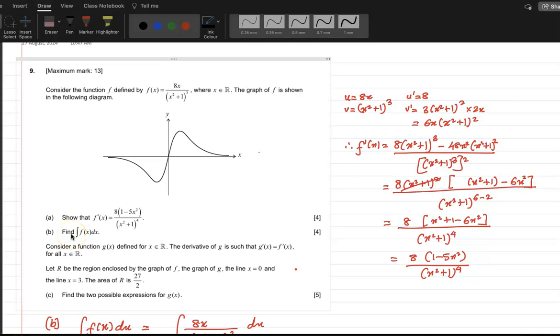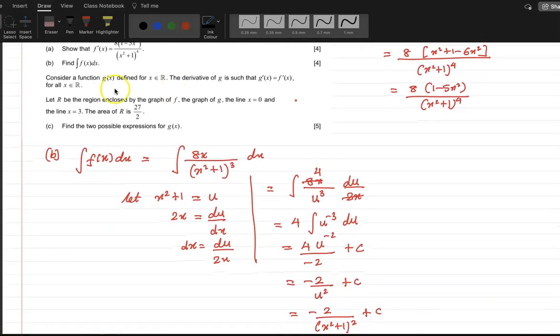The next part is asking you to find the integral of this function. So you integrate this function. So this is the integral of f(x). My f(x) is 8x upon (x² + 1) the whole cubed. So obviously you have to do integration by substitution in this case. Now how do you know you have to do integration by substitution? Whenever you have a product or division of two different functions, we should do integration by substitution. So in this case, you substitute for the inside of the denominator. So you substitute x² + 1 is equal to u.